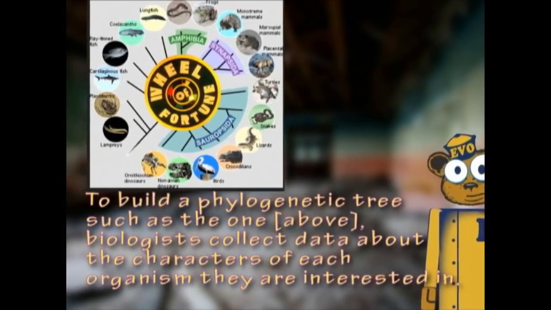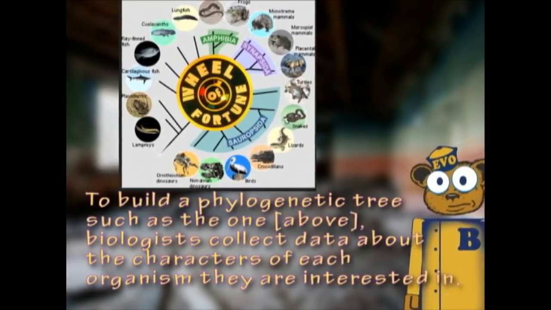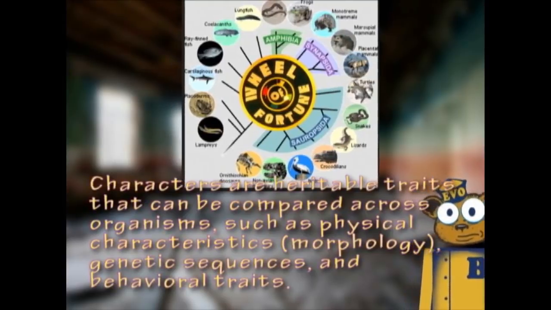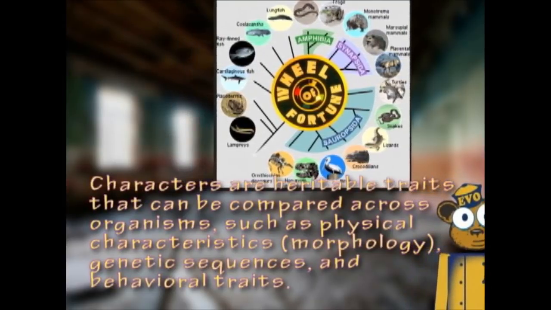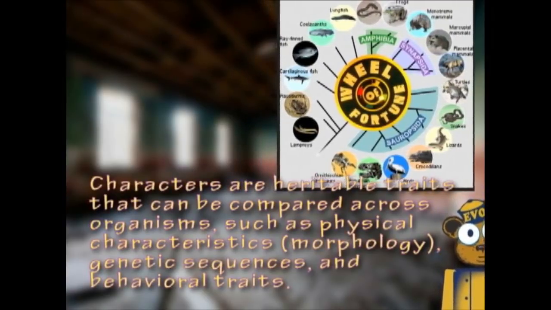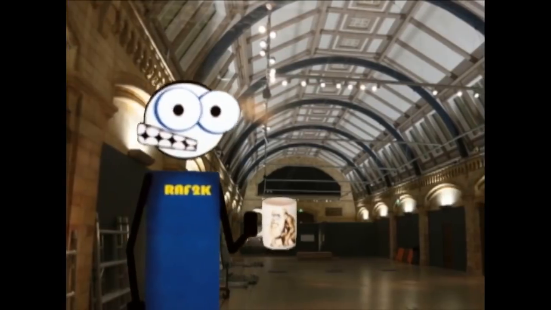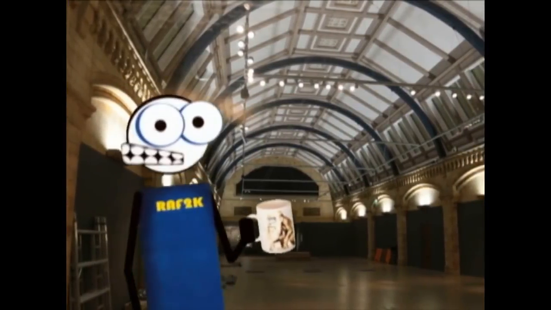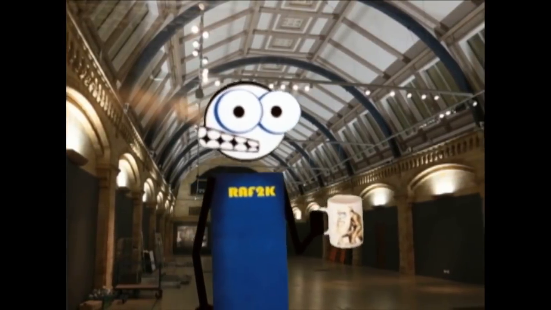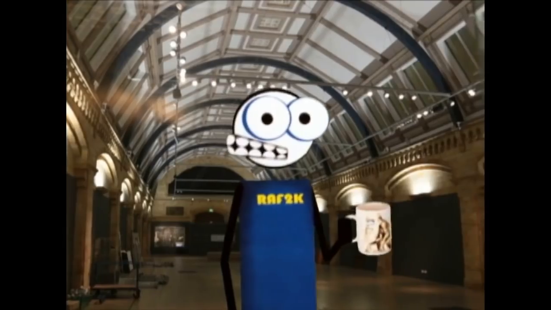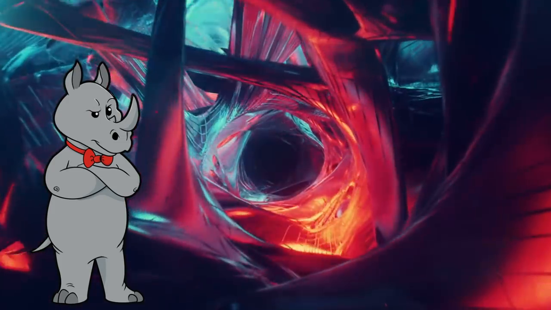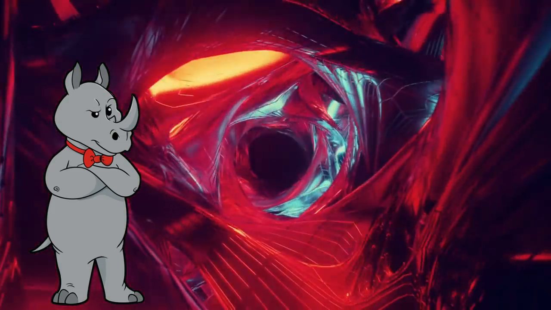To build a phylogenetic tree such as the one above, biologists collect data about the characters of each organism they are interested in. Characters are heritable traits that can be compared across organisms, such as physical characteristics, morphology, genetic sequences, and behavioral traits. I did this once, and made a chart showing that all of life on Earth had evolved from rabbits. To be honest, mine made a lot more sense than some of these. For instance, mine explained the origin of the platypus. It involved a migrating space duck. I'll publish that someday. I once made a chart based on my whimsical fancies, therefore the study of phylogeny is bunk. Nice quality arguments you're bringing to the table.